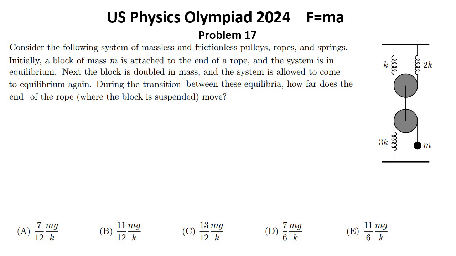Next, the block is doubled in mass, and the system is allowed to come to equilibrium again. During the transition between these equilibria, how far does the end of the rope, where the block is suspended, move?